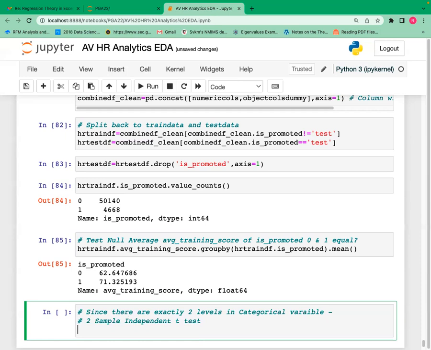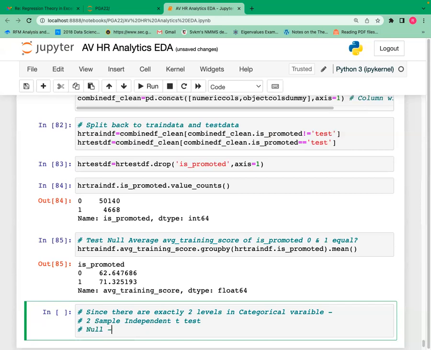Why are we using the word independent here? An employee will be promoted or not promoted. He cannot be both, right? An employee will be either promoted or not promoted. He cannot be both. That is why we call it an independent sample. So, two sample independent t-test.